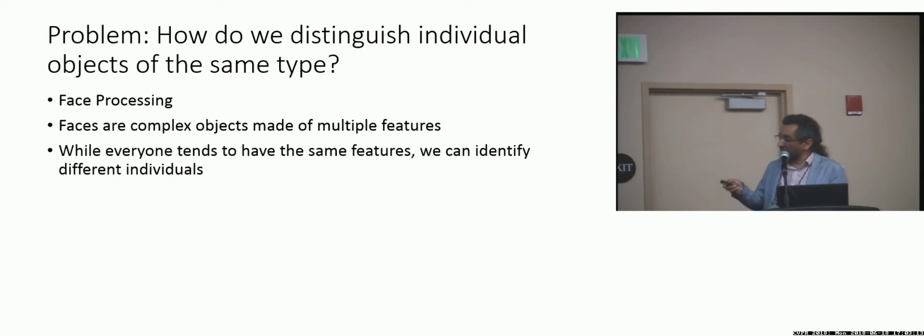And because of that, they all have generally the same features, but yet we can identify very different individuals having the same features. So if we can understand how face processing gets us to an identity, then we can understand how the visual system recognizes individual objects of any type of category.